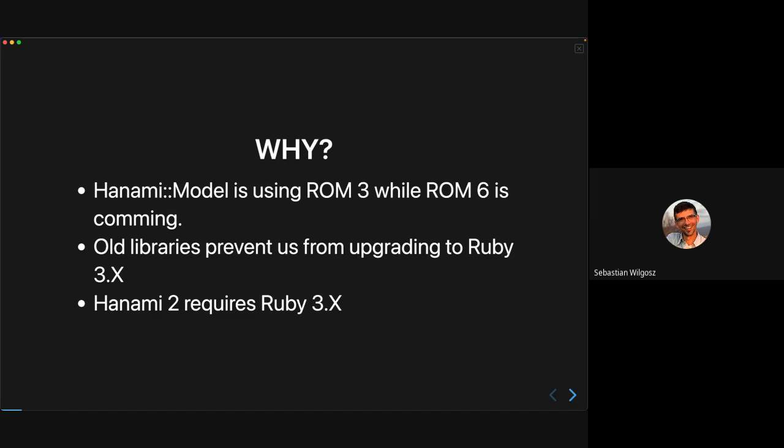And other old libraries prevent us from upgrading to Ruby 3, which comes with a lot of performance improvements, security updates. Yeah, just a lot of crazy stuff that we would like to have in our projects as soon as possible, but we are unable to do so. So this is also why we want to switch into Hanami 2, which requires Ruby 3 at least.